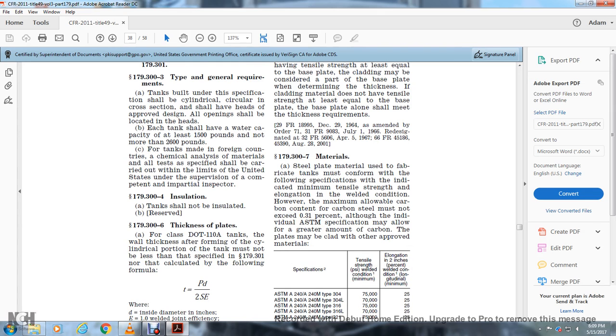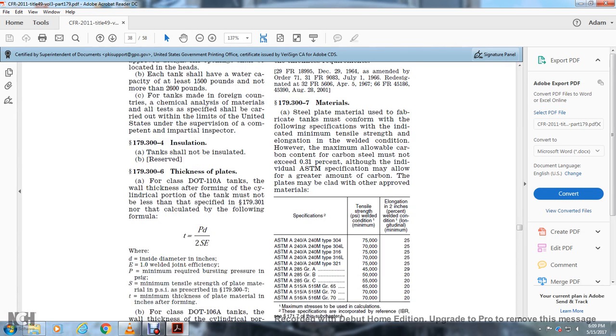179.304, insulation. Tanks shall not be insulated. 179.306, thickness of plates. For class 110A, the tank's wall thickness after forming for the cylindrical portion of the tank must not be less than specified in 179.301, nor less than calculated by the following formula. T equals PD over 2SE. D is the inside diameter in inches. E is the 1.0 welded joint efficiency. P is the minimum required bursting pressure in PSI gauge. S is the minimum tank strength of material in PSI as prescribed in section 179.307. T is the minimum thickness of the plate material in inches after forming.